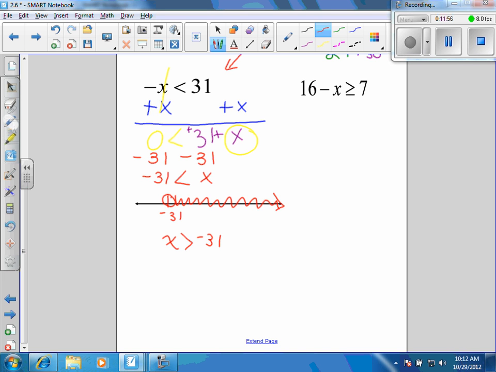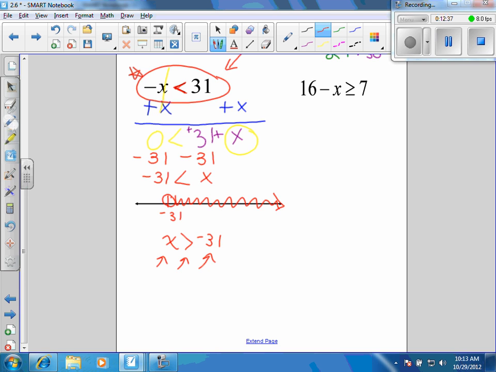If negative x is less than 31, I just did x. Positive x has to be greater than. You just switched the negative sign. Well, you have to switch the inequality. Look what happened, you guys. We started here with a negative x and a less than. Be careful. But now we have a positive x and a greater than and a negative 31. You have to understand what you're doing if you're going to use a shortcut.